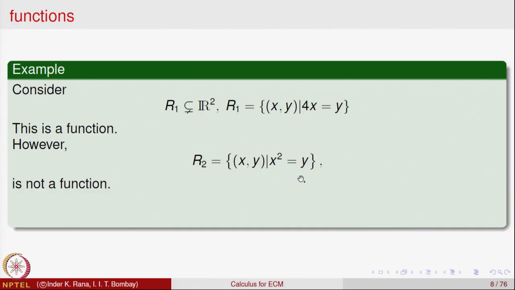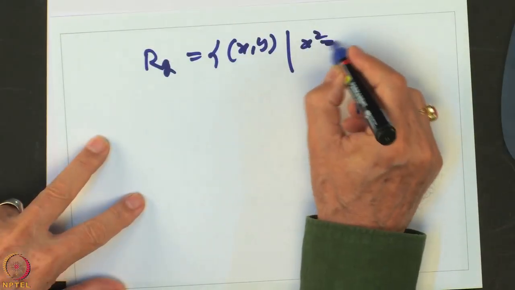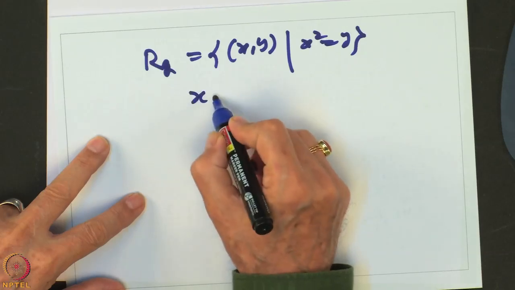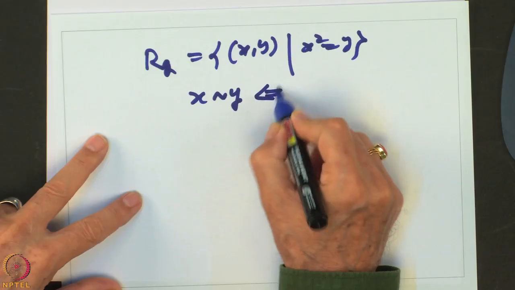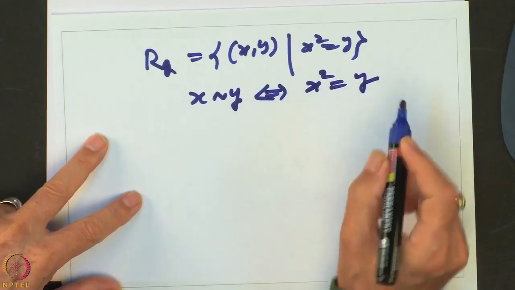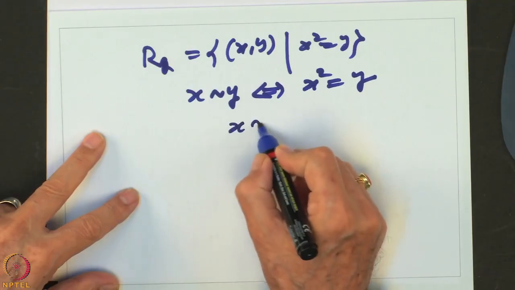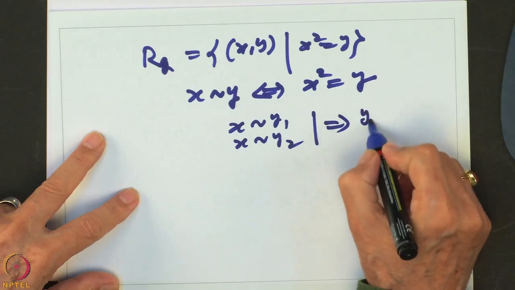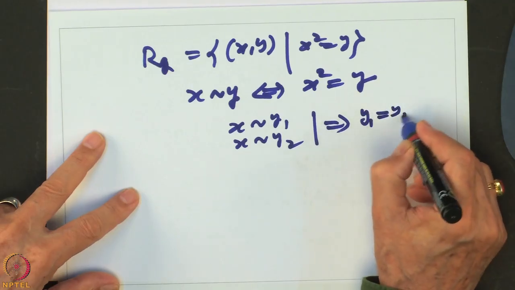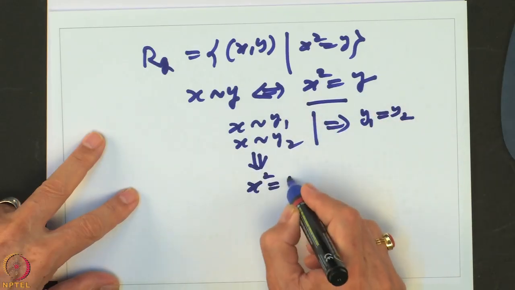So, the relation R 1 in R 2 is x y such that x square is equal to y. That means x is related to y if and only if x square is equal to y. So, it will be a function if x related to y 1 and x related to y 2 should imply y 1 is equal to y 2. But this implies from here x square is equal to y 1.